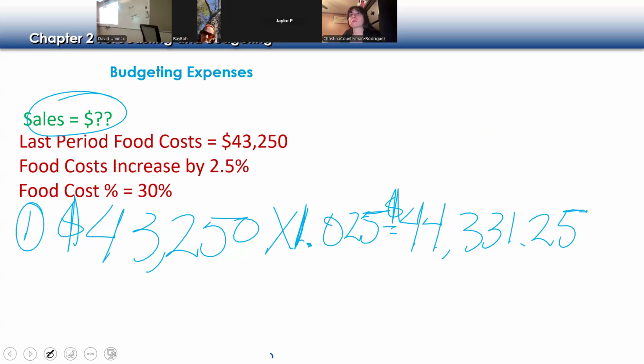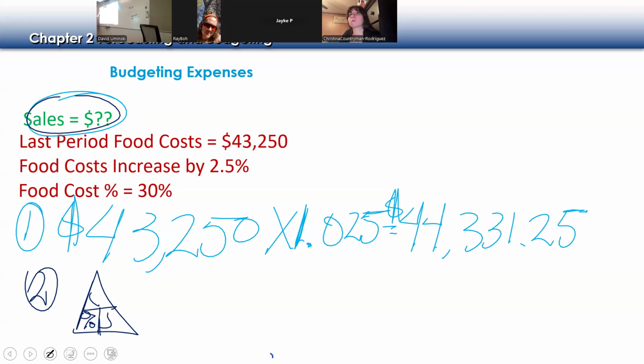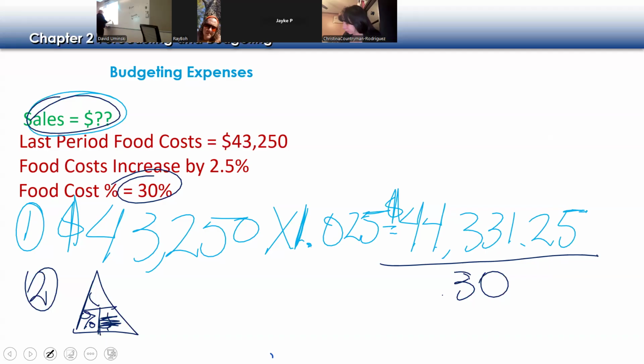Step number two. We now are going to use the triangle. You notice how I draw my triangle every single time until I get used to it. Cost, percent, sales. I'm looking for sales. My cost now is $44,331.25, and I'm going to divide that by my food cost percentage of 30%.